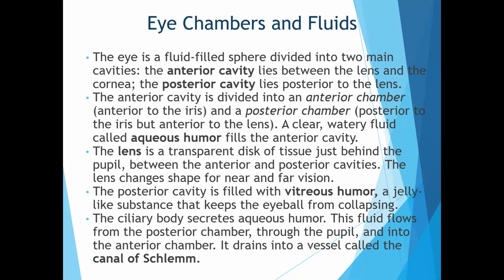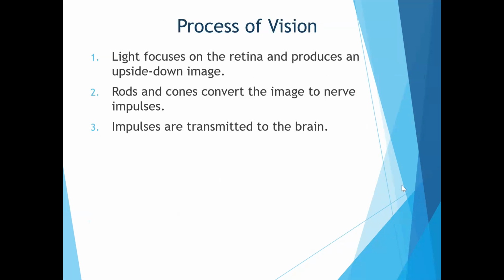So the ciliary body itself secretes our aqueous humor. This fluid flows from the posterior chamber through the pupil into the anterior chamber. And then you guys really do not need to know this term, but as our aqueous humor recycles, it goes through the canal of Schlemm. You guys just need to know anterior cavity equals aqueous humor, posterior cavity equals vitreous humor. Aqueous, watery; vitreous, jelly-like, structural.